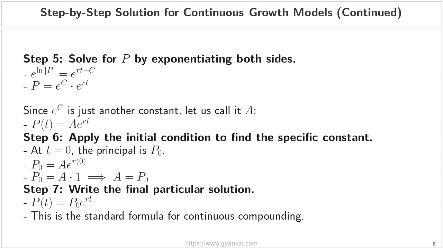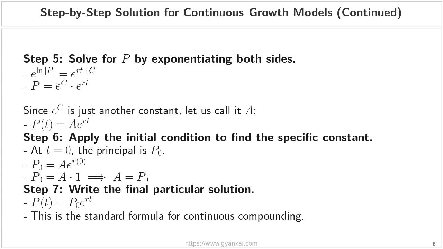Finally, in step 7, we can write our final particular solution. By substituting p naught back into our equation, we get p of t equals p naught times e raised to the rt. As you can see, this is the standard, famous formula used for continuous compounding in finance. It's a beautiful result that shows exactly how money grows over time.